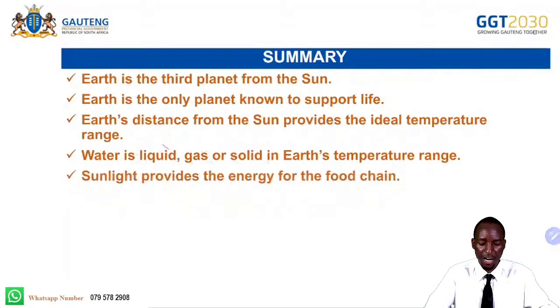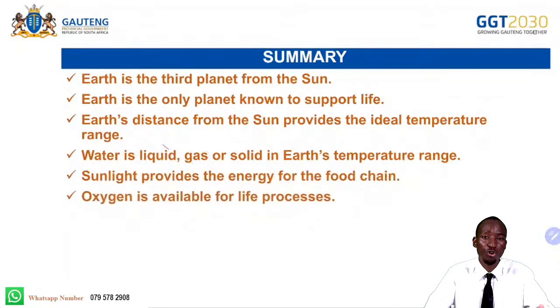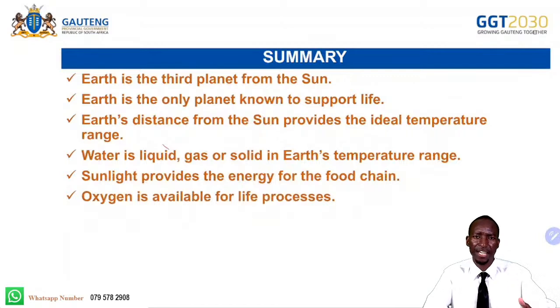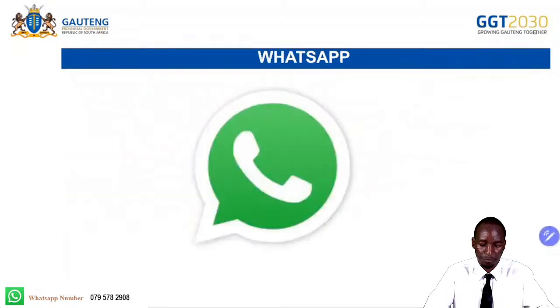The sunlight provides the energy for the food chain. Remember, the plants use the sunlight energy to photosynthesize. Then the animals feed on plants, and by so doing, energy is transferred, and that makes up a food chain. Oxygen is available for life processes, and only planet Earth is able to supply oxygen. Thus, it is so suitable to be the one planet to support life.